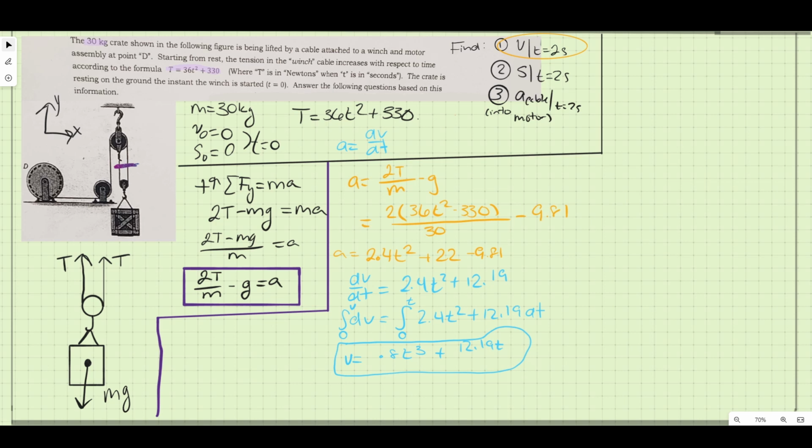So, now that we have this, we can plug in and solve velocity evaluated at t equals 2 seconds. And this is going to be 0.8 times 2 cubed plus 12.19 times 2. And this will result in the velocity evaluated at t equals 2 seconds being 30.78 meters per second.